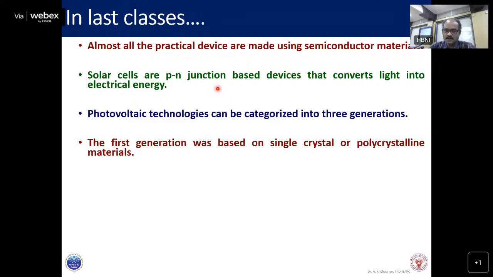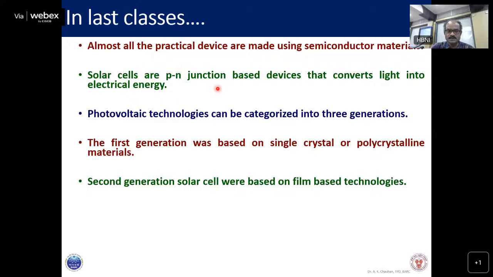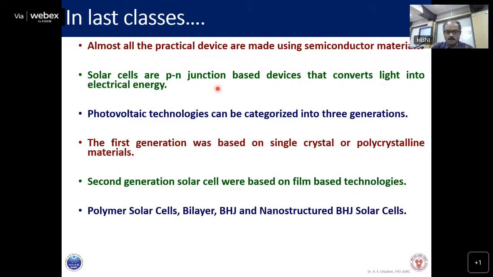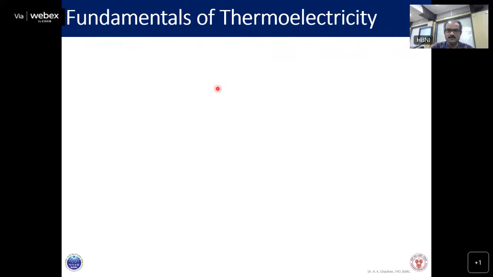In the first generation, the solar cells were based on single crystals or polycrystalline materials, but in the form of wafers. In the second generation, solar cells were based on thin film technologies. Polymer solar cells, bilayer, bulk heterojunction, and nanostructured bulk heterojunction solar cells come under the third generation. Dye-sensitized solar cells, perovskite solar cells, quantum dots, all these are the third generation.